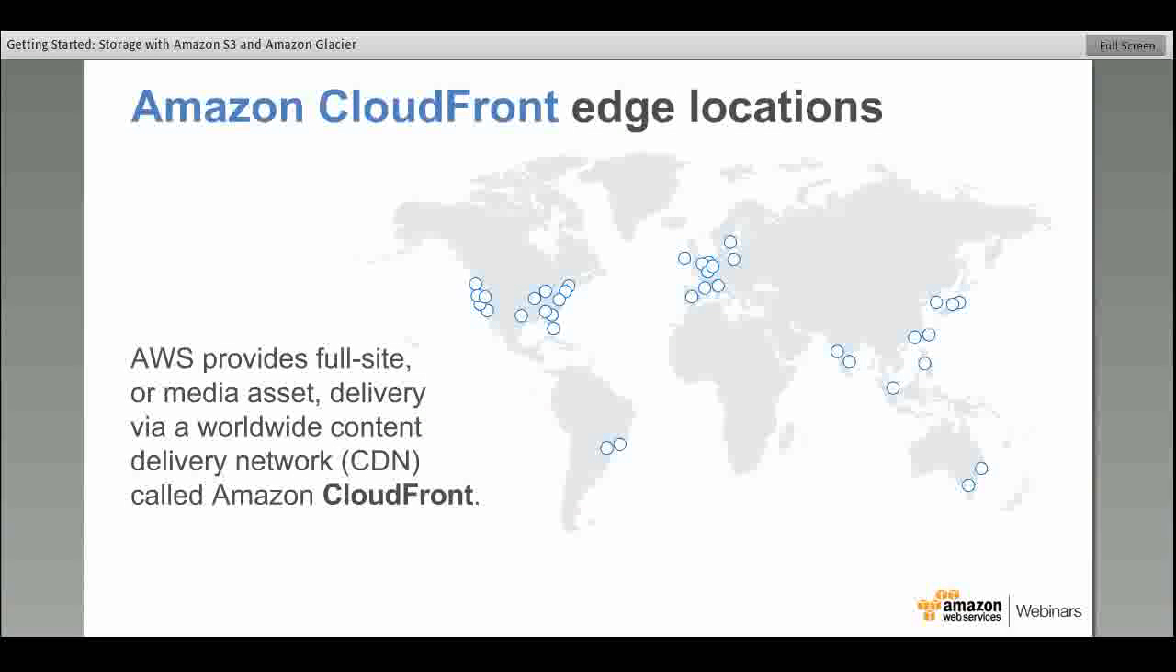It currently has 52 edge locations globally. You can kind of see the distribution in the map on the slide. And we keep adding additional ones based on feedback from our customers. So expect this to continue to grow and scale.